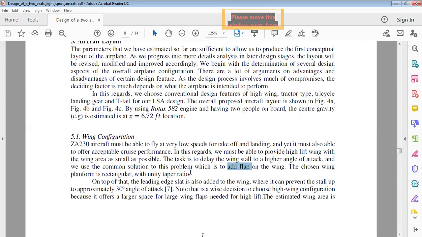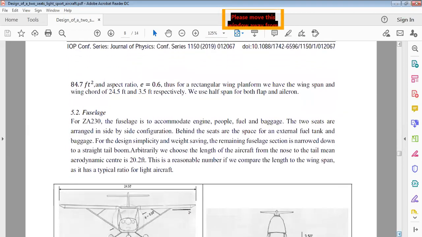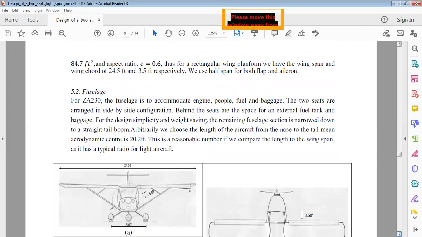The chosen wing planform is rectangular with a unity taper ratio. On top of that, a leading edge slat is also added to the wing, where it can prevent the stall up to approximately 30-degree angle of attack. Notice that it is a wise decision to choose the high wing configuration, because it offers a large space for large wing flaps, which leads to high lift. The estimated wing area is 84.72 square feet and the aspect ratio is 0.6. Thus for a rectangular wing planform, we have a wingspan and wing chord of 24.5 feet and 3.5 feet respectively. We use the Hoerner type for both the flap and aileron.